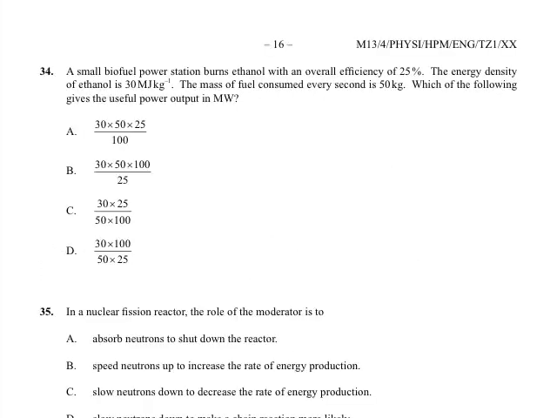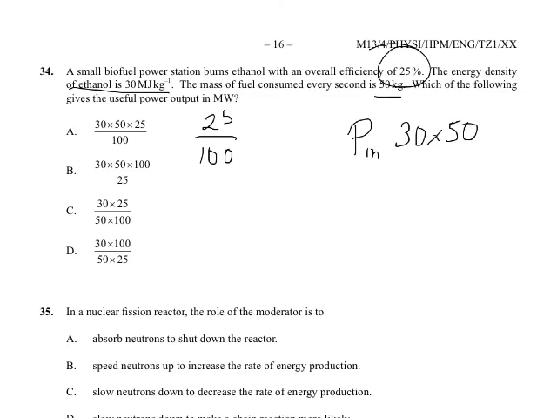A small biofuel power station burns ethanol with an efficiency of 25%. So that gives us a ratio of 25 over 100. The energy density of ethanol is 30 megajoules, and the mass of fuel consumed is 50 kilograms. So we have a total energy available. Our power input is 30 times 50. Okay, so that's our available energy.